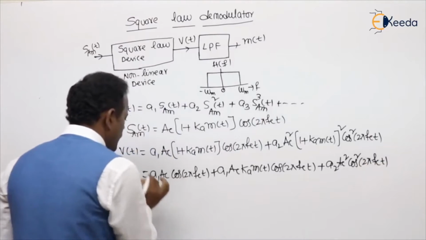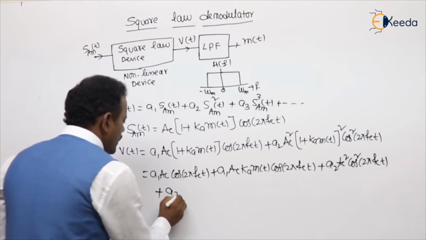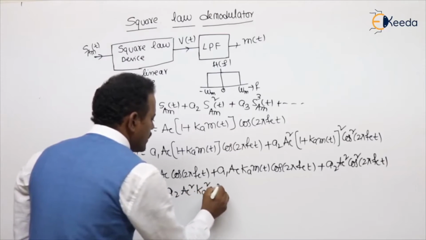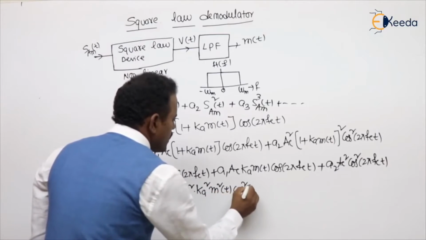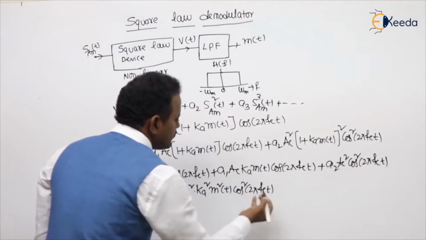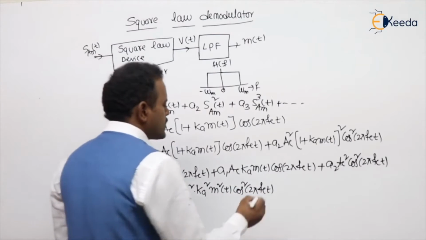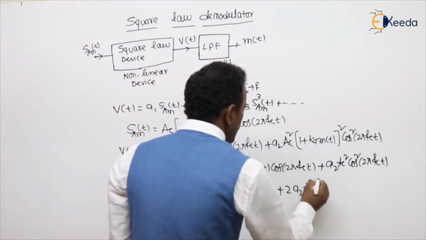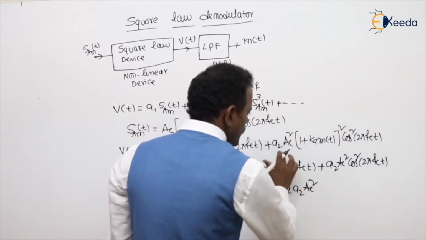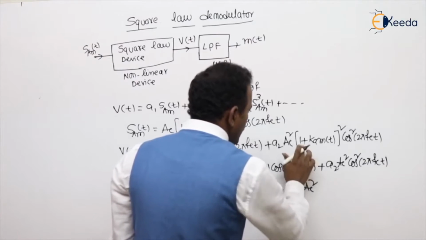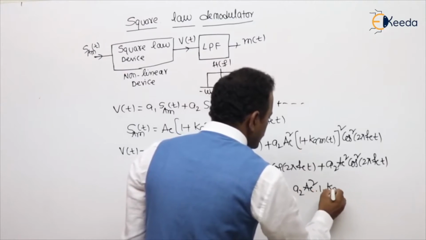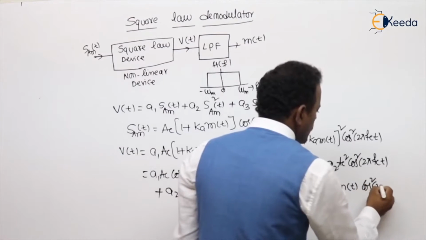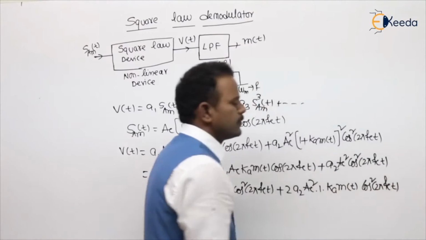Plus, what is the second term? b square. A2 Ac square into b square, which means Ka square m square of t cos square 2 pi fc t. Following my point or not? What is the last term? 2ab. So 2, I am writing at the start, A2 Ac square, a means 1, b is Ka into m of t into cos square 2 pi fc t. Following my point or not?